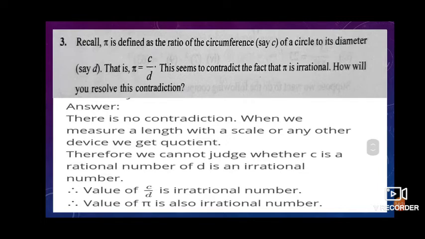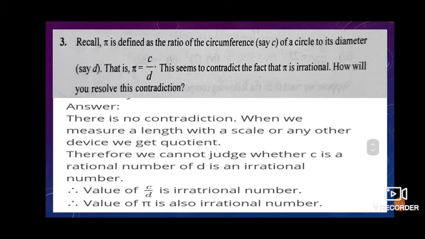Now here, recall, pi is defined as the ratio of the circumference c and the circle's diameter d. That is, we know that the circumference c is equal to pi into d. So pi we can take as circumference by d, meaning d goes to that side, and we get c by d. We know that pi is irrational, but it is looking like p by q form, c by d. So it seems to contradict our statement that pi is irrational, as we see here as c by d.